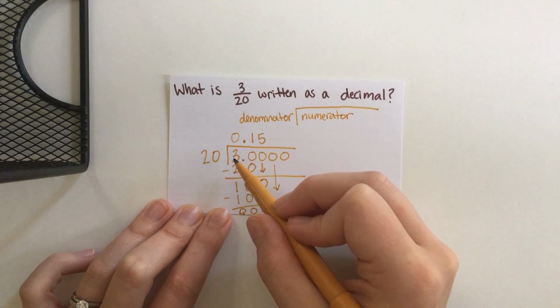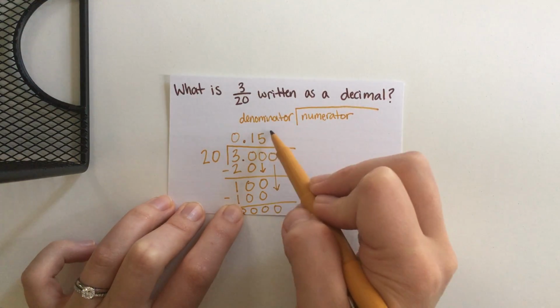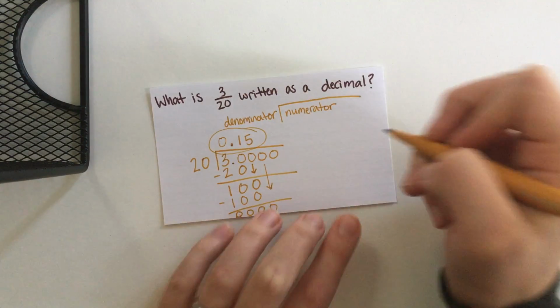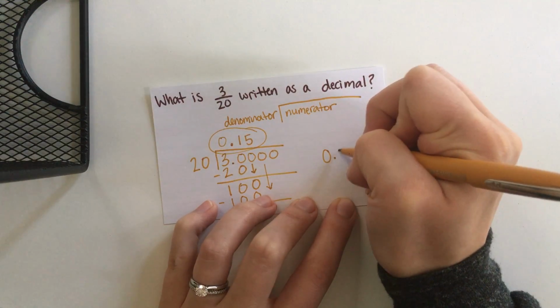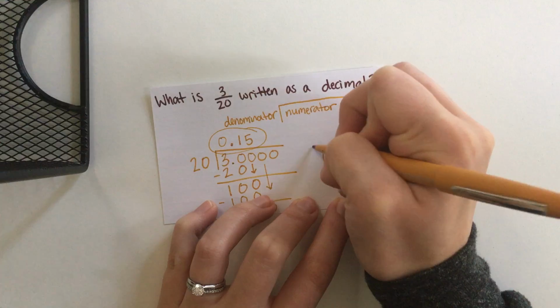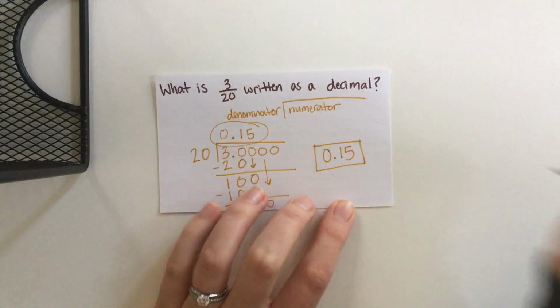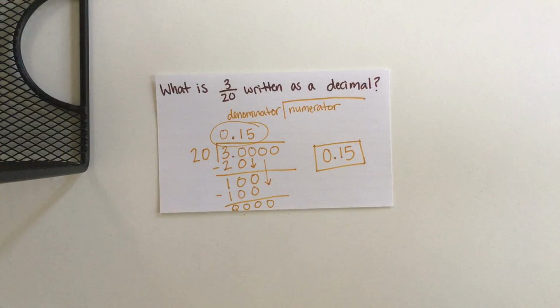So 3 divided by 20 is 0.15. So I always go off to the side and write my decimal as 0.15. You could also go to percentage and then divide your percent by 100 as well, and that will also give you this decimal.